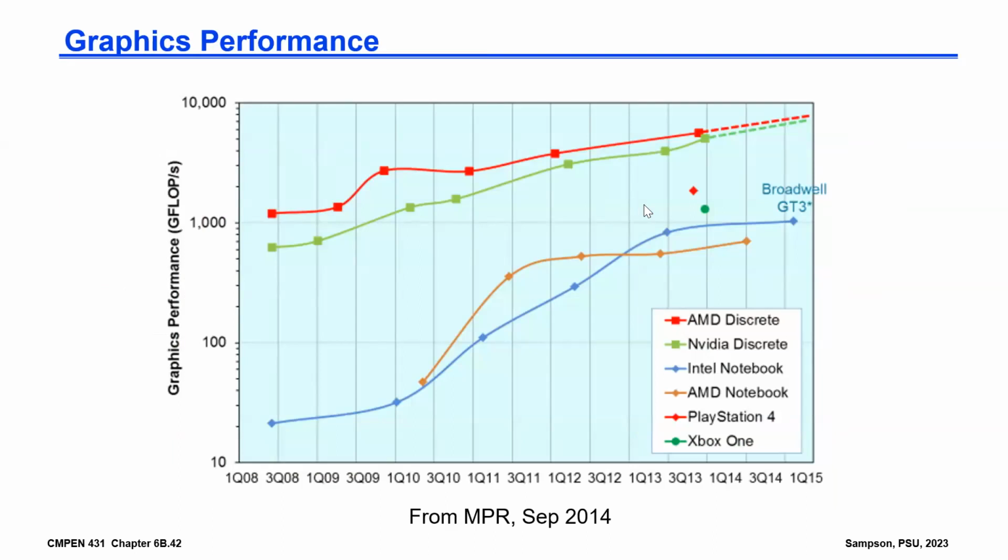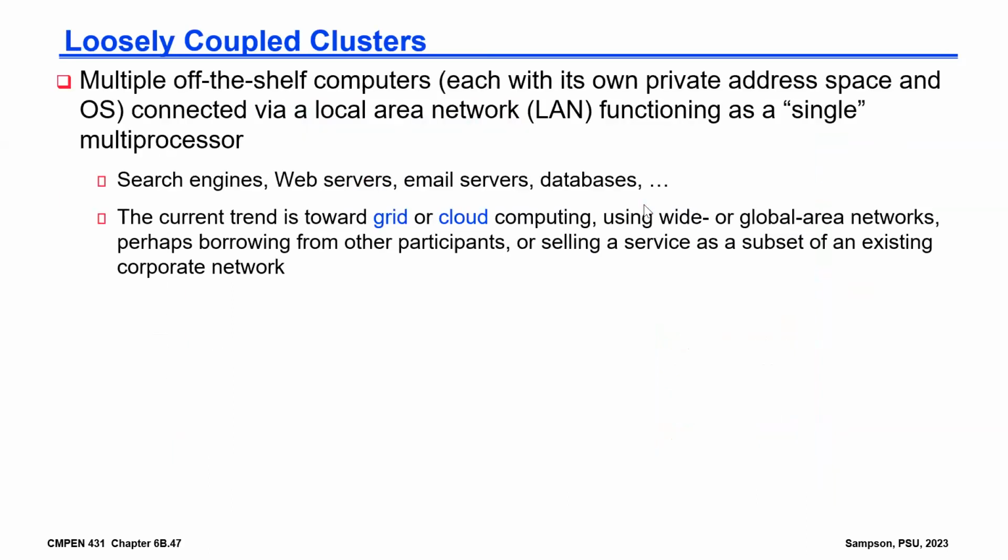So if you want to get a sense of where these have come, this is a log scale, so your discretes are still living quite a bit above your integrated, but the performance of the integrated units has been going up quite a bit. And so if you start to look at how you want to, even at the chip level, optimize your parallel programs, there is something to be said there about thinking about that.